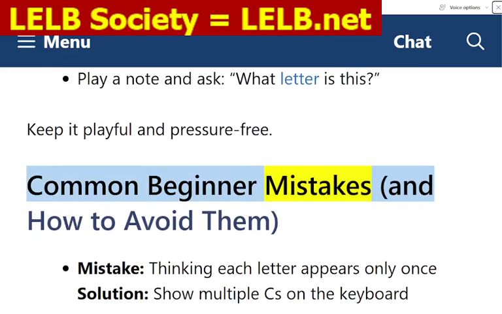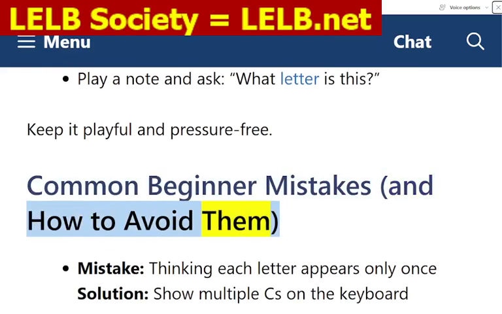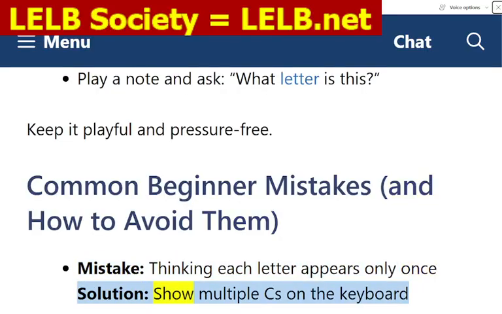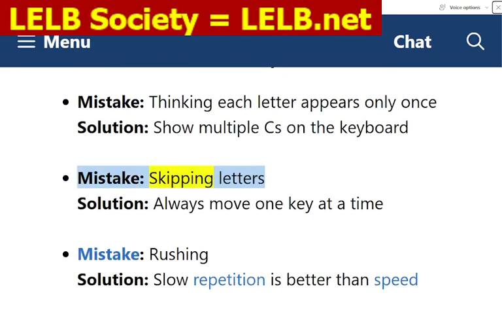Common beginner mistakes, and how to avoid them. Mistake: thinking each letter appears only once. Solution: show multiple Cs on the keyboard. Mistake: skipping letters. Solution: always move 1 key at a time. Mistake: rushing. Solution: slow repetition is better than speed.